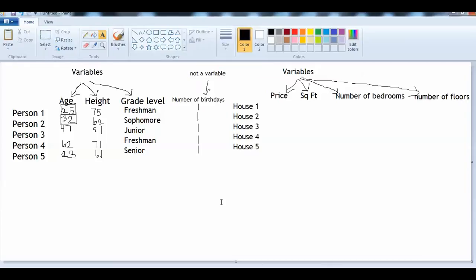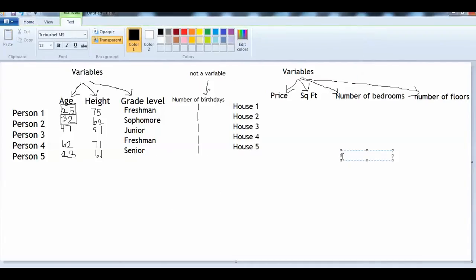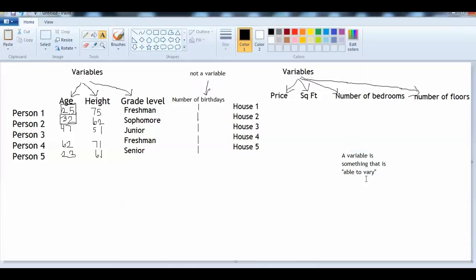I think on another page I said that a variable is something that is able to vary. That's actually where the word variable comes from. It's able to vary. So this isn't a variable. If we asked each person, what planet do you live on, everyone would say Earth. So that also wouldn't be a variable, even though it would be a column in the spreadsheet.